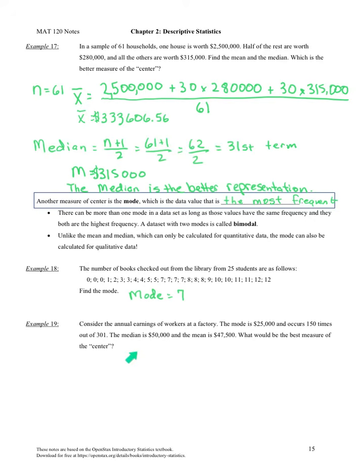In example 19, we're asked to consider annual earnings of workers at a factory. The mode is 25,000, and it occurs 150 times out of the 301 workers. The median is 50,000, and the mean, or the average, is 47,500. In this case, what would be the best measure of the center? Well, since 25,000 occurs nearly half of the time, the mode would be the best measure of the center. The mean and the median don't represent what most of the people make at the factory.